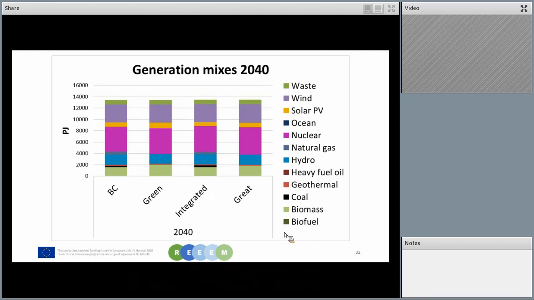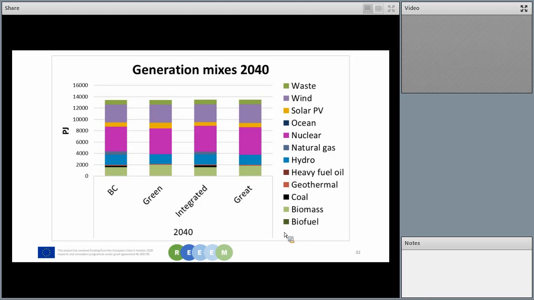And this might be due to the fact that there are countries where domestic coal resources are available, and due to the higher transborder transmission capacities, these countries are then exporting coal-based electricity.